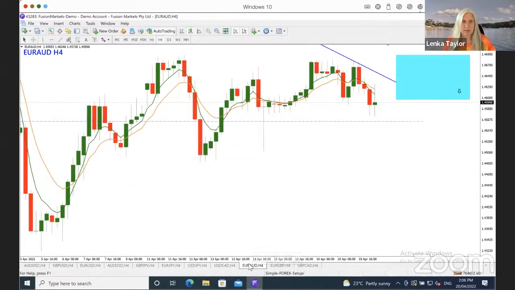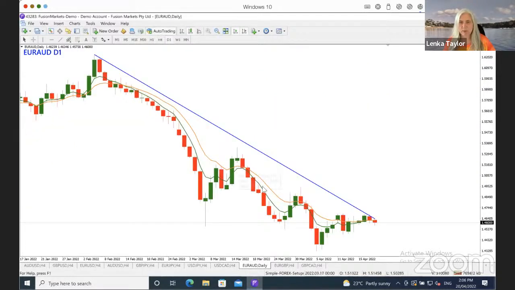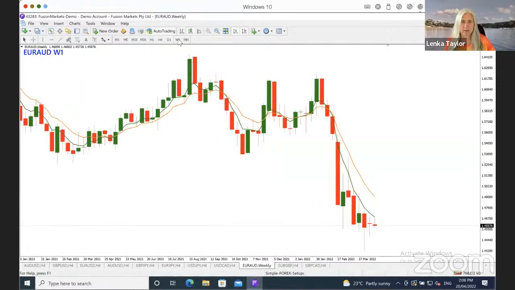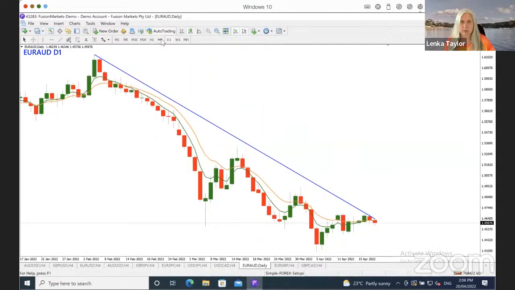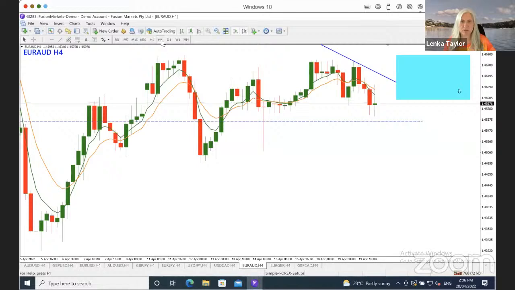The next currency pair I'm looking at is EURAUD, and on EURAUD I'm looking for short. At the moment, on the daily, the EMAs are very close. Yesterday they were just above, so today a bit below. Weekly is still in a downward trend. So I'm still looking for short at this stage.